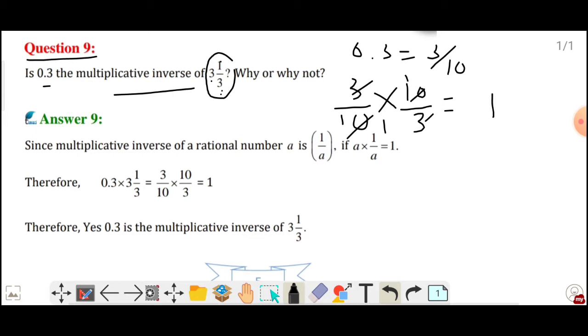It is plus 1. If we are getting plus 1, that is the multiplicative inverse of that number. Yes, you need to write: therefore, yes, 0.3 is the multiplicative inverse of 3 into 1 by 3.